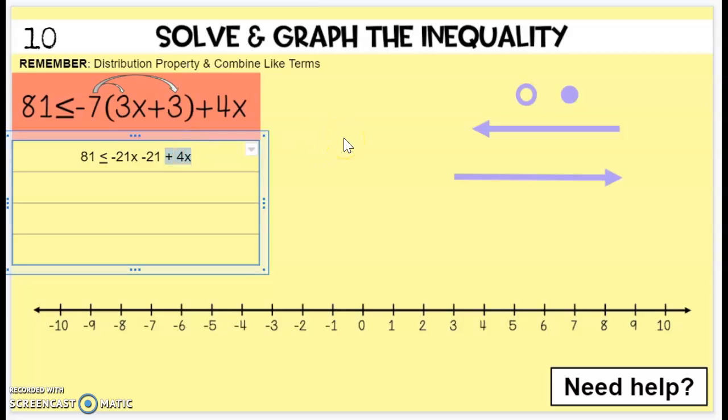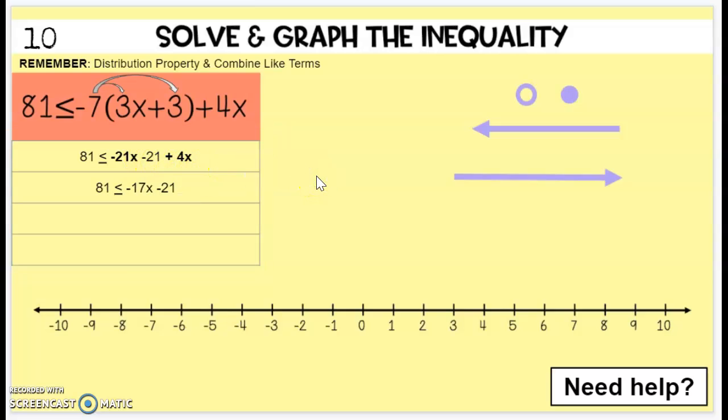We are then going to combine our like terms. I'm going to make them bold for you so you can see what we're working with. Let's look at this. We have the 81 we can bring down with our inequality sign, which is less than or equal to. And then we have a -21x and a +4x. That's going to give us -17x because we just combined those like terms. And then I'm just going to bring down this -21.